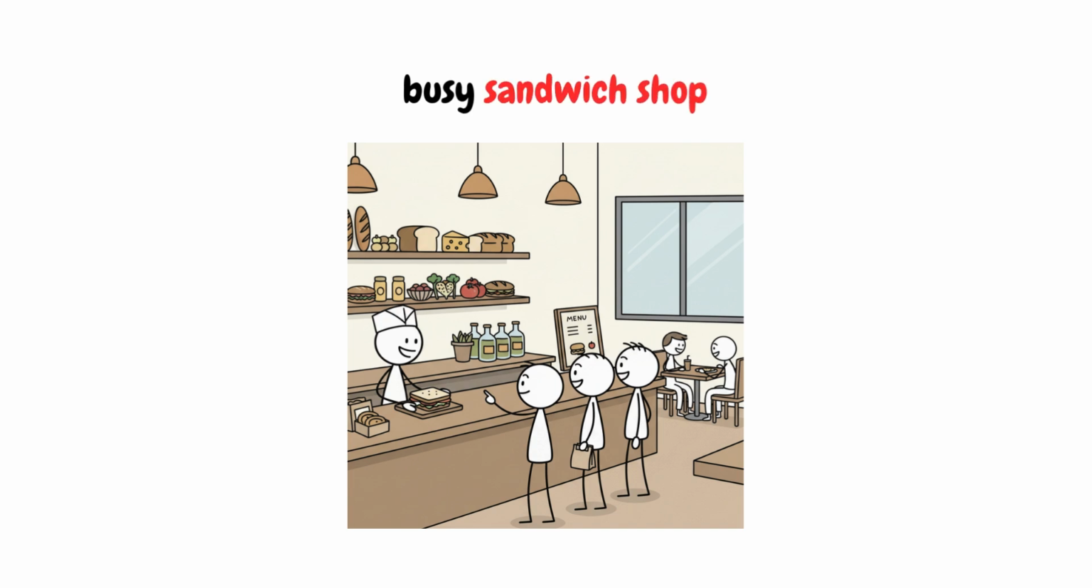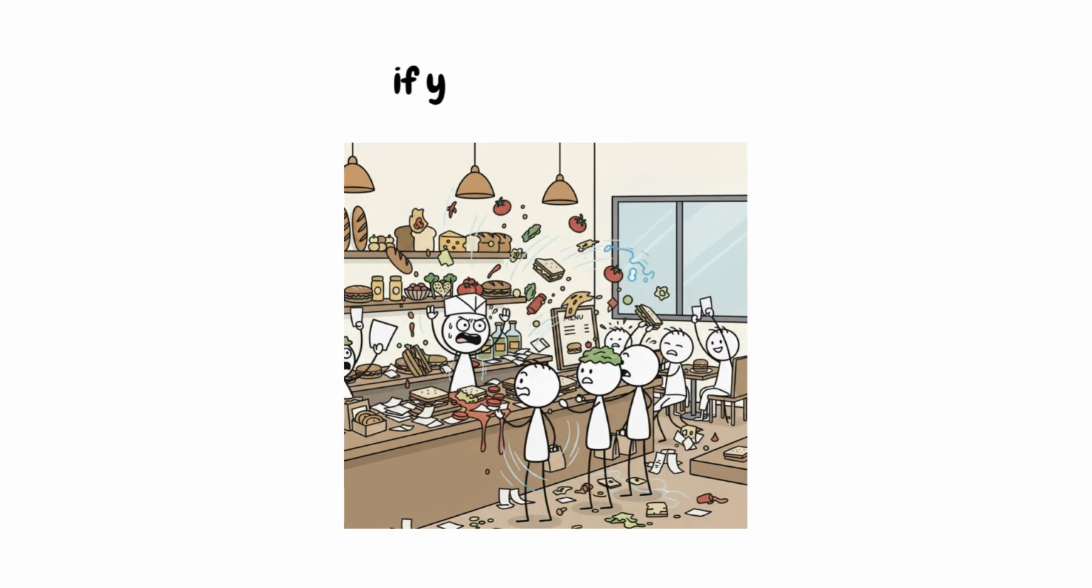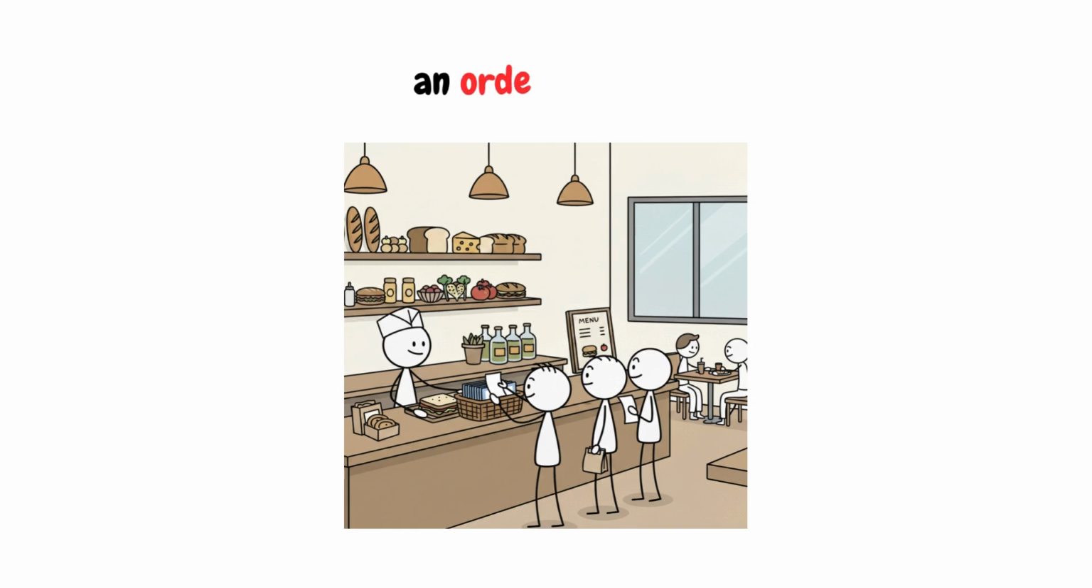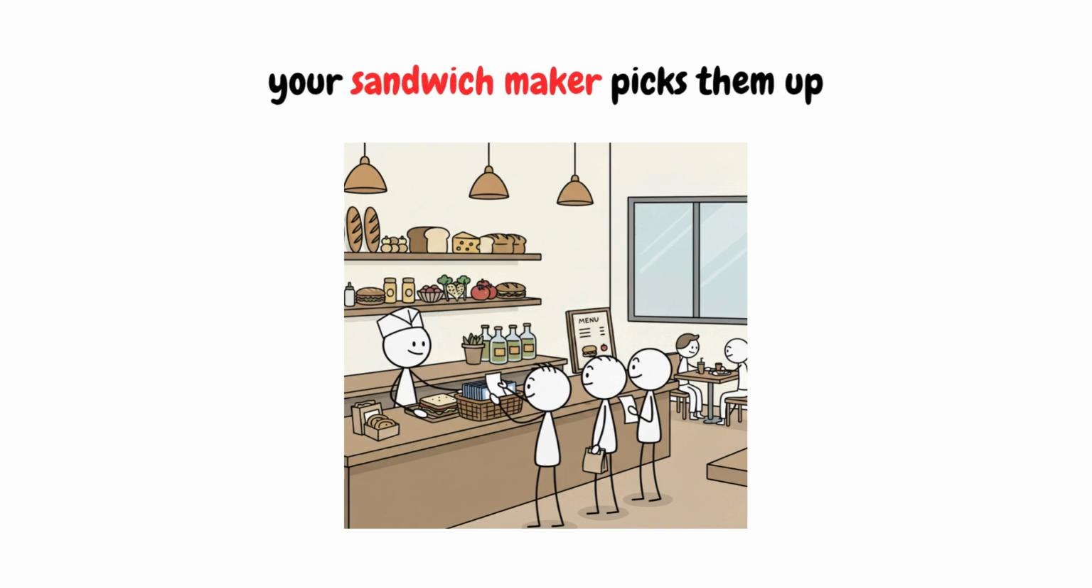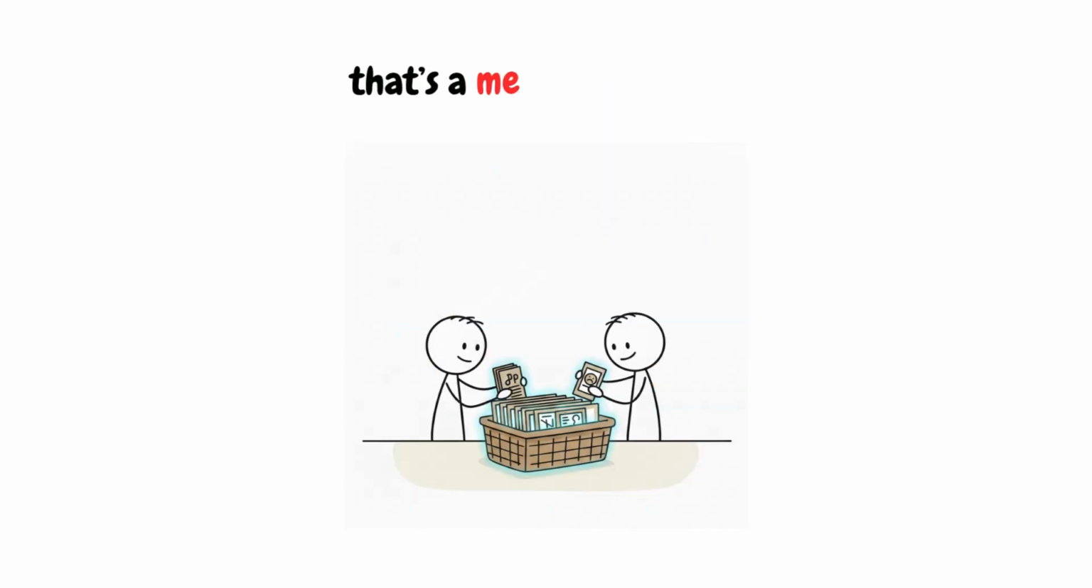So picture this. You run a busy sandwich shop. Customers shout orders faster than your sandwich maker can build them. If you try to handle everything instantly, chaos, bread flies, lettuce riots. Instead, you use a simple system, an order basket. Customers drop orders in. Your sandwich maker picks them up one by one when ready. That basket, that's a message queue.